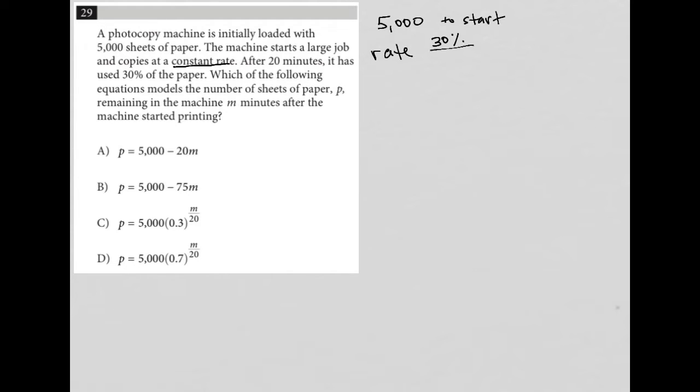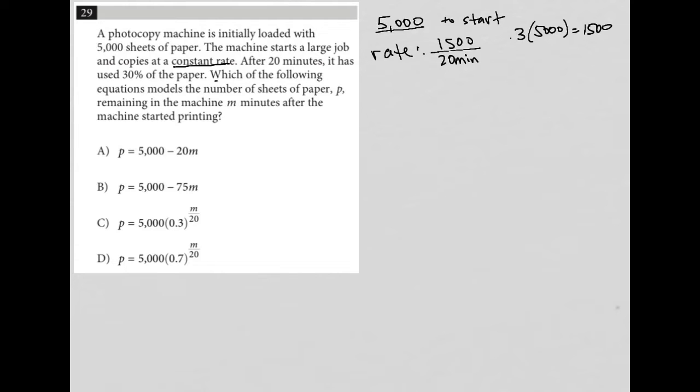30% per 20 minutes. But I don't want to have a percentage here, right? 30% of the 5,000 sheets of paper can be solved by finding 0.3 times 5,000, which is 1,500. So then my real rate is that this copy machine uses 1,500 sheets of paper per 20 minutes. Of course I can reduce that to a per minute basis, but I'm not going to do that yet because I'm not sure if I need to.